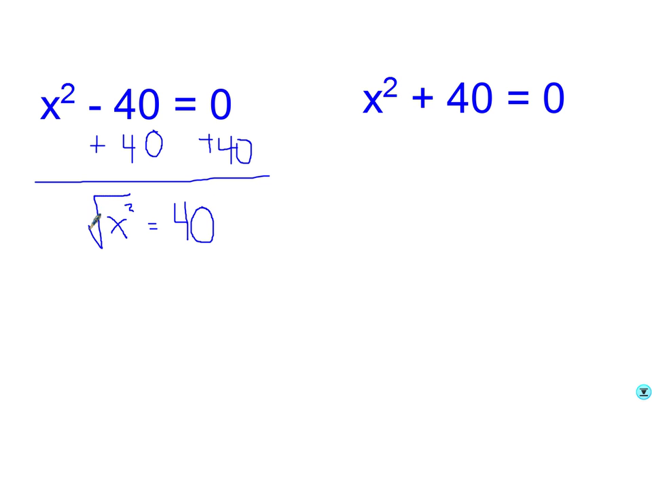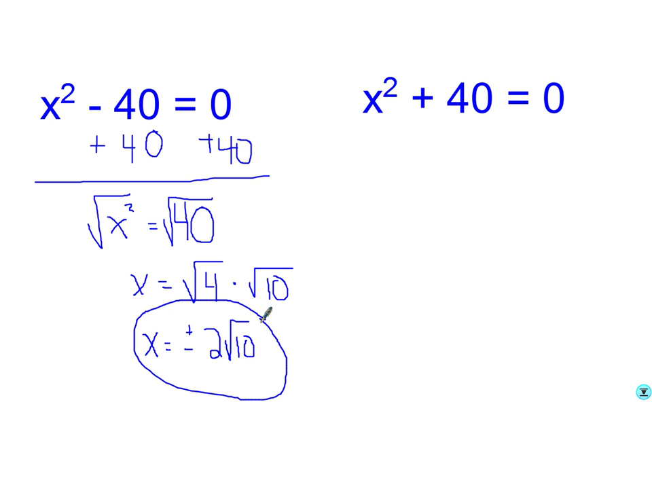And we can take the square root of both sides. x equals, let's see, let's break this up into root 4 times root 10. Okay, so 4 is the largest perfect square that I can pull out of 40. So my final answer would be x equals plus or minus 2 root 10. There's none on your homework like this, but you could easily see something like this on your Regents or some other paper that is set up this way.